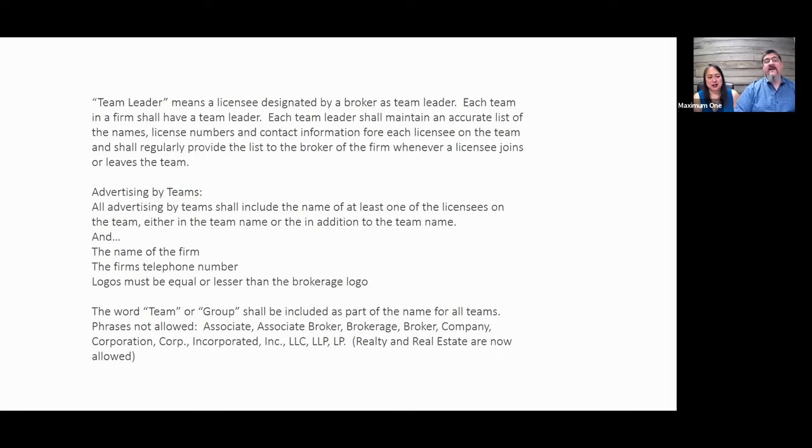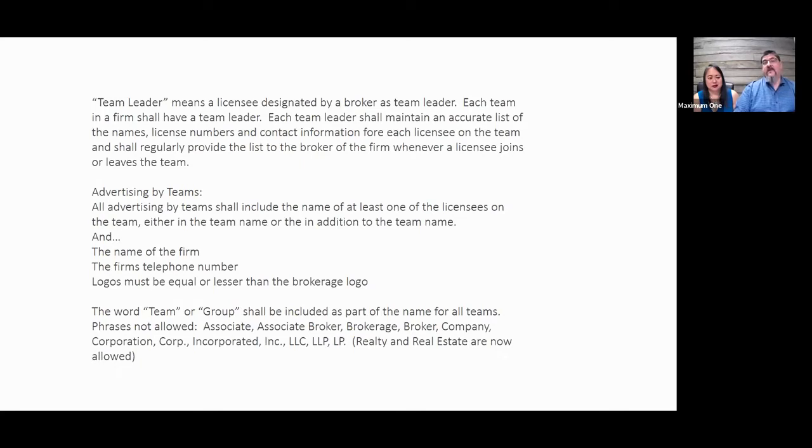So every team must have a designated licensee that is designated by the broker as the team leader. Basically, you just have to say who's running the team. Now, it doesn't necessarily mean that that's the most important person, but there has to be one person that is responsible for being the quote unquote team leader. And then the team leader has to maintain an accurate list of all the members of the team and update the broker at any time.